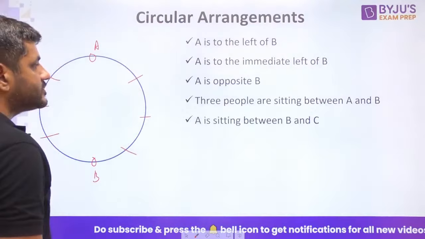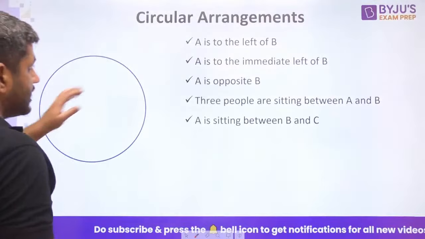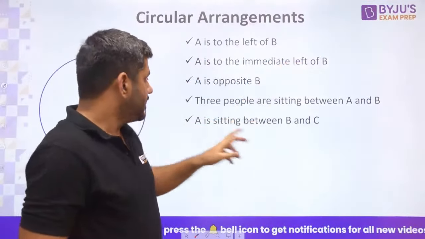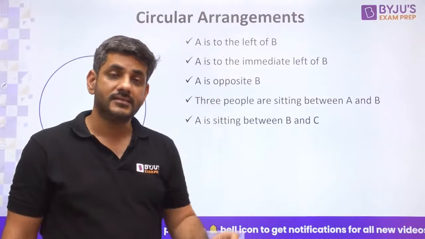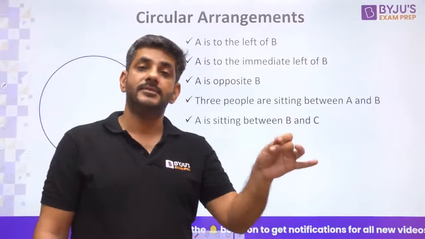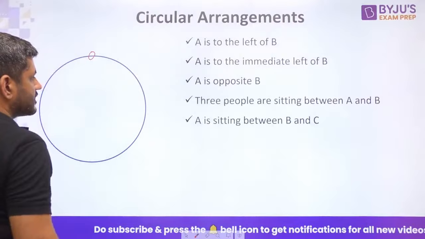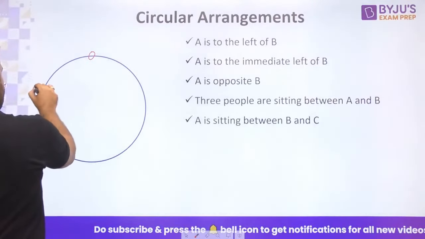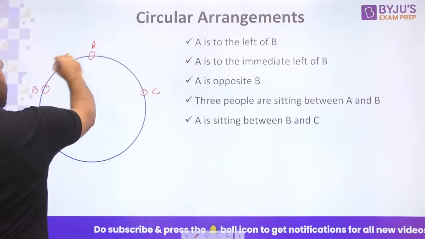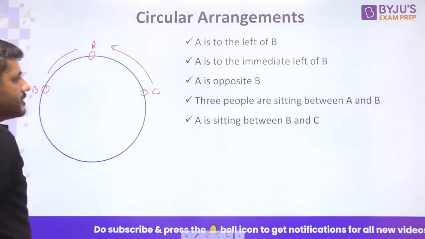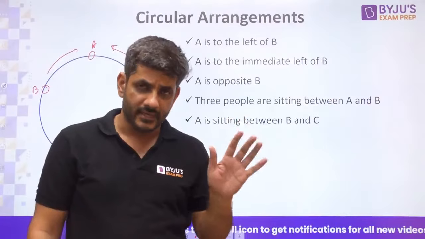A is sitting between B and C. Now the way I talked about this now, that A is to the left of B, here when it says A is sitting between B and C, that automatically means A is sitting exactly between B and C. एक ही बात है. So A is sitting between B and C का मतलब ये है कि अगर मान लीजिए B यहां पर है, C यहां पर है, that means number of people between B and A is same as number of people between C and A. This is what we mean by A is sitting between B and C.